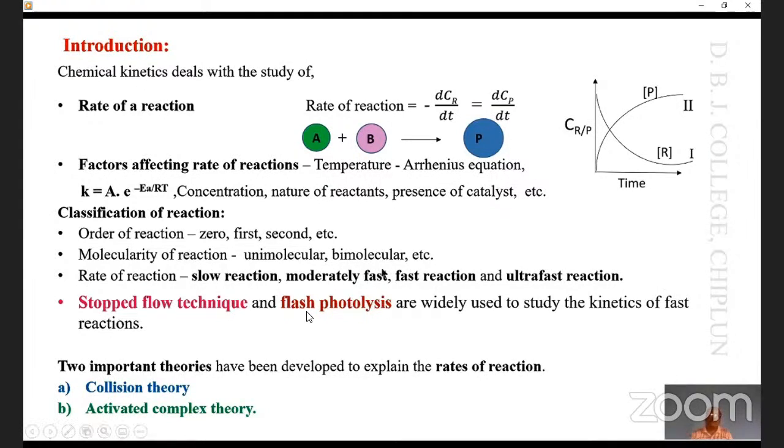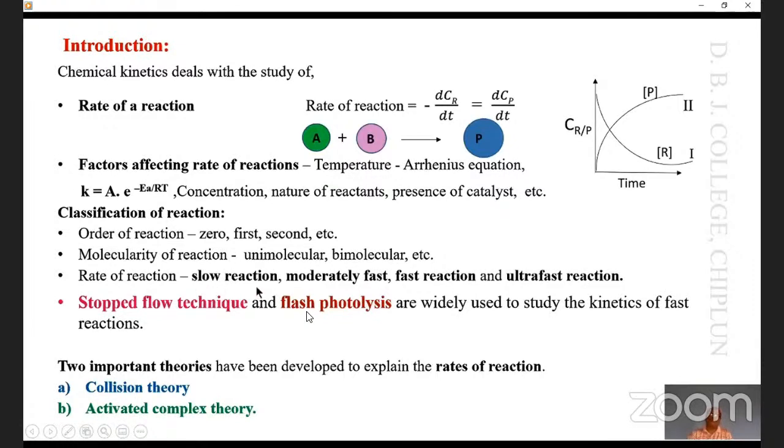Then bimolecular reaction. Whenever two reactant molecules, say A and B, take part in the step in which the product is formed, then we call that reaction as a bimolecular reaction. So likewise, we can define the term termolecular reaction also. Now then, the reactions are also classified on the basis of rate of a reaction as a slow reaction, moderately fast reaction, and ultra fast reaction.